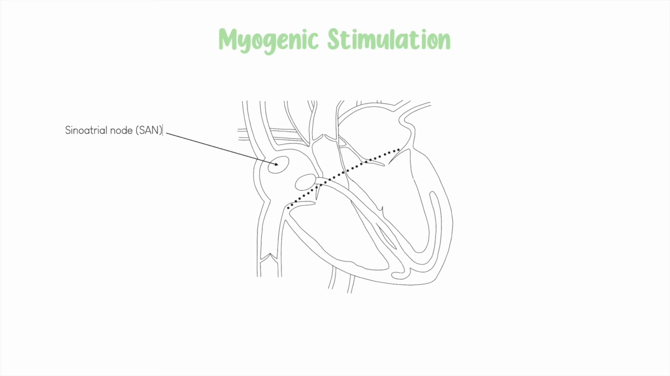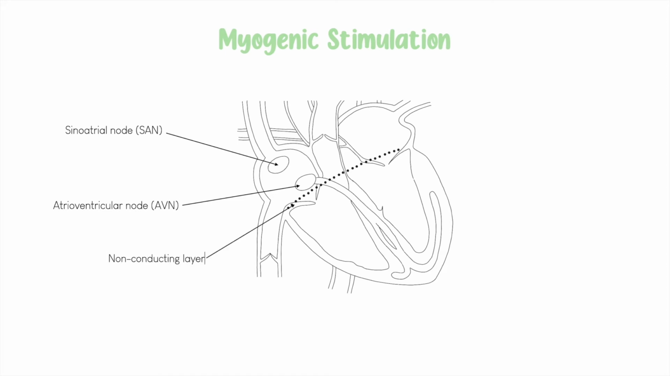Now we're moving on to myogenic stimulation, which can sometimes be a little bit more tricky. So we're going to start off with the basics of just labeling. First is the sinoatrial node, or you can just call it the SAN. And then beneath that is the atrioventricular node, the AVN.